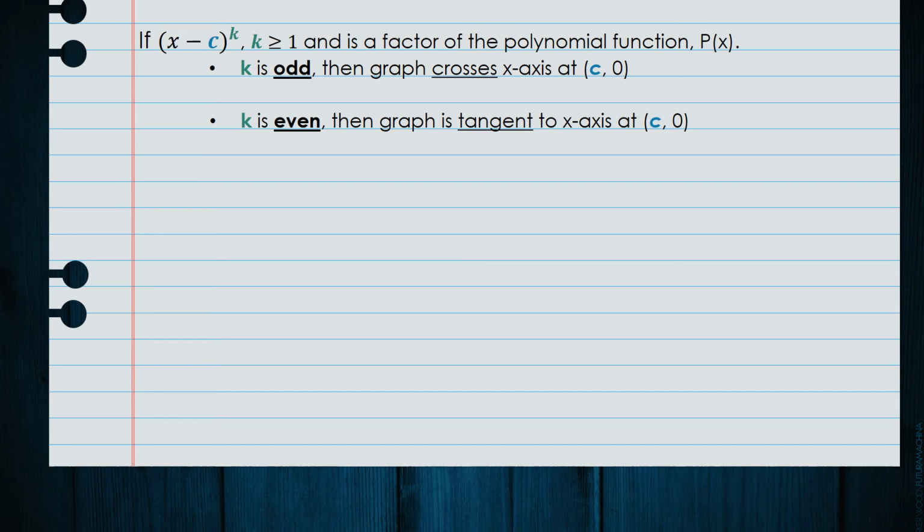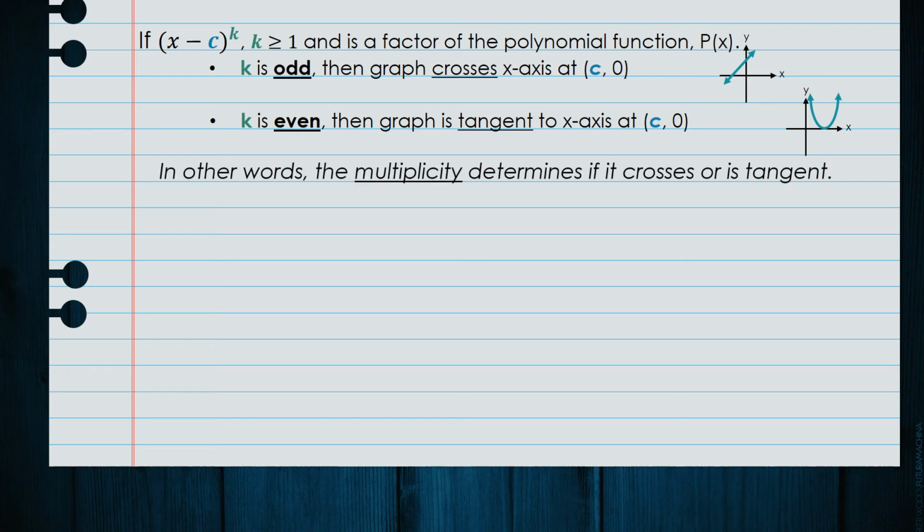Now the key words are crosses and tangent. Well, because I want you to understand this, here's the visual representation. To cross means that the graph will pass through the x-axis, while tangent means something a little bit different. Tangent means it will touch the x-axis and bounce right off of it, kind of like wall ball when you were a kid. It bounces off the x-axis. In other words, the multiplicity determines if it crosses or is tangent. So let's look at another example.